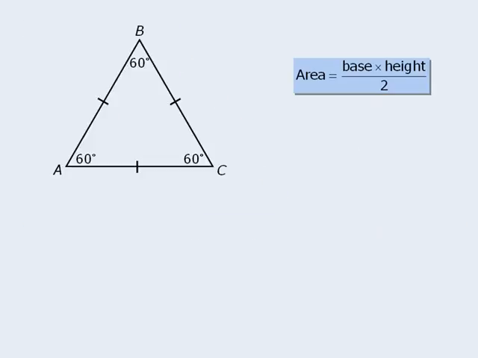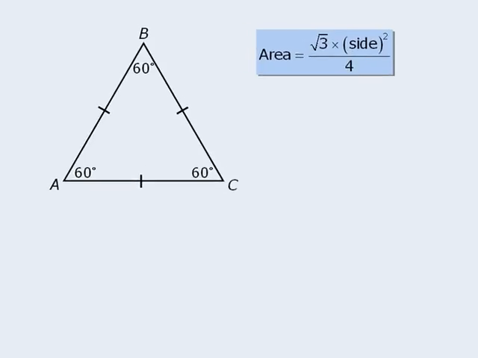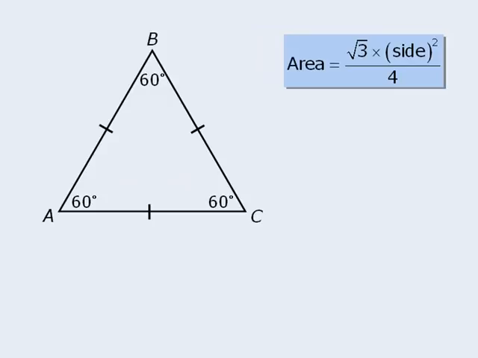Now, we can use this same formula to find the area of an equilateral triangle. However, it will take long to do so if we are not given the triangle's height. In these situations, you can use this handy formula that applies only to equilateral triangles. This formula tells us that the area of an equilateral triangle is equal to √3 times the length of one side squared, all divided by 4.